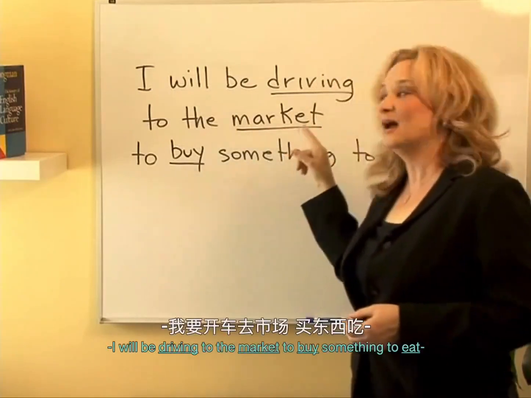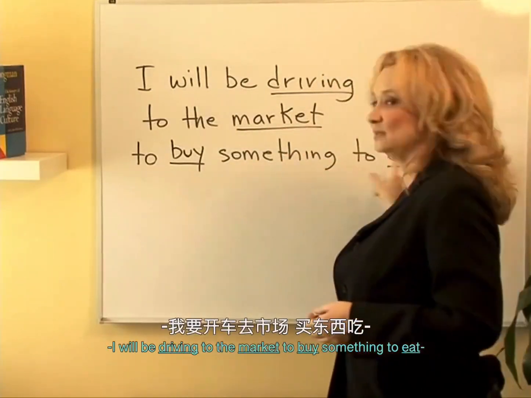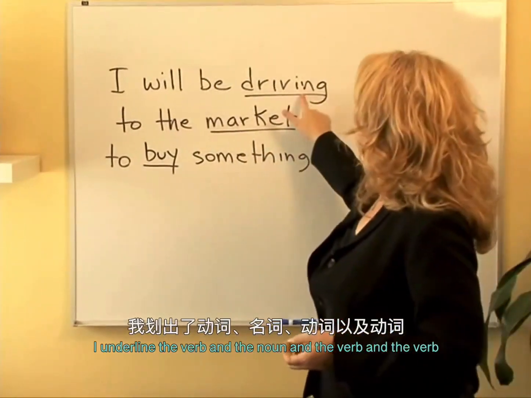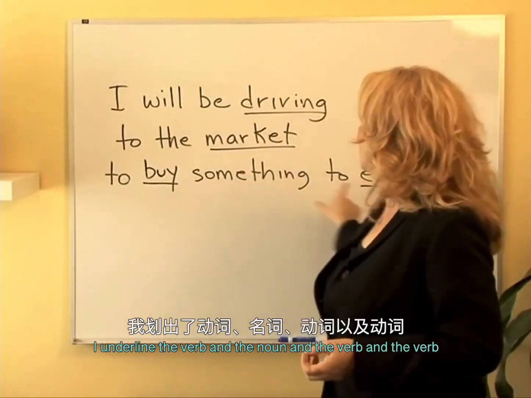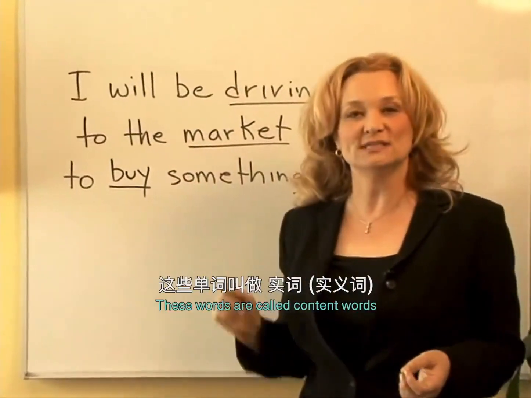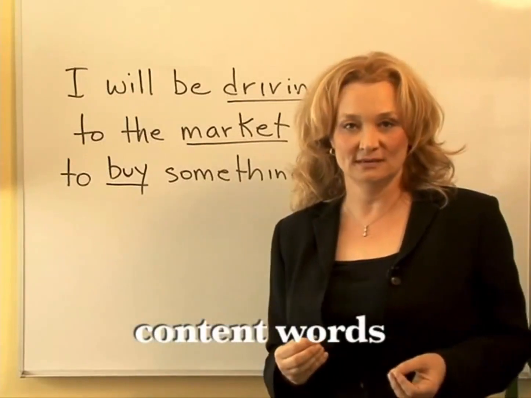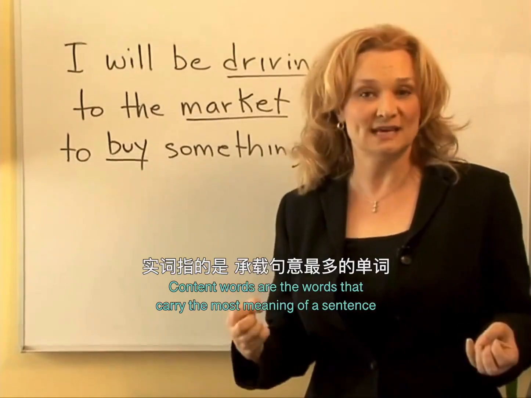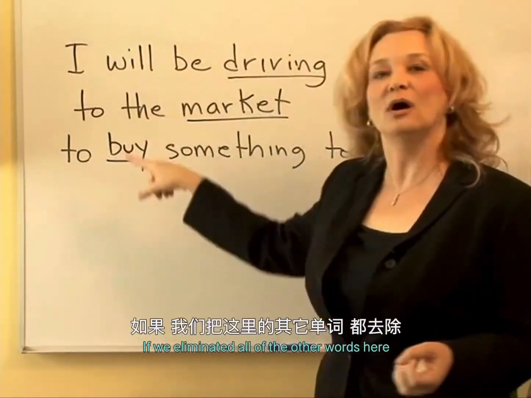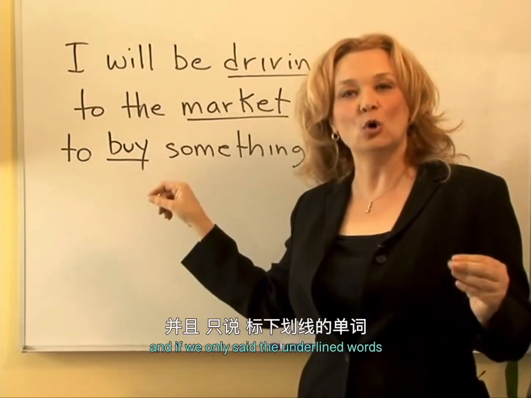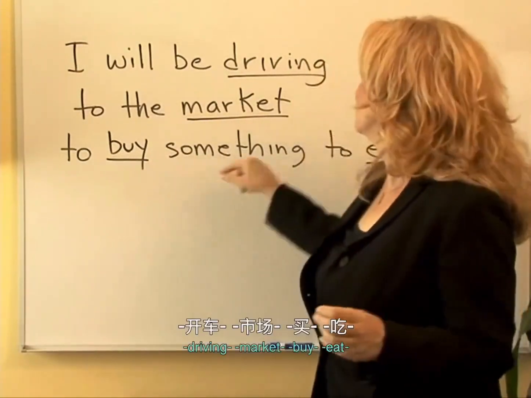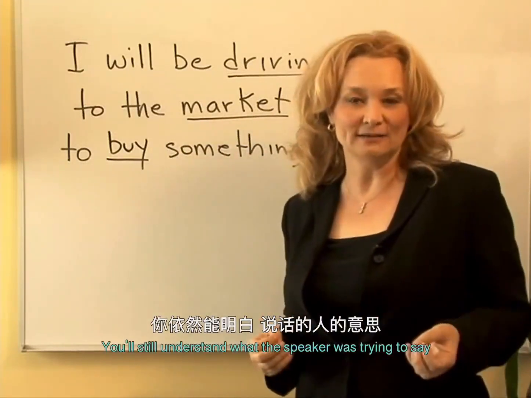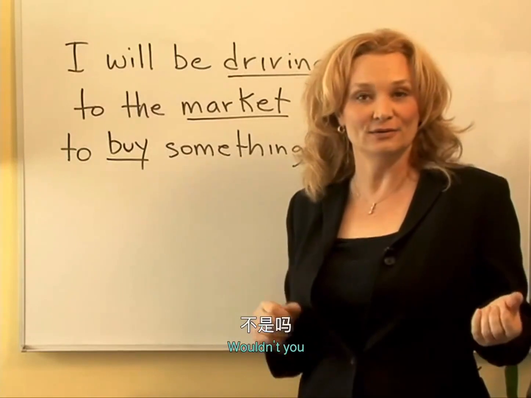Look at this sentence. I will be driving to the market to buy something to eat. If you notice, I underlined 4 words. I underlined the verb and the noun and the verb and the verb. These words are called content words. Content words are the words that carry the most meaning of a sentence. If we eliminated all of the other words here, and if we only said the underlined words, driving, market, buy, eat, you would still understand what the speaker was trying to say, wouldn't you?